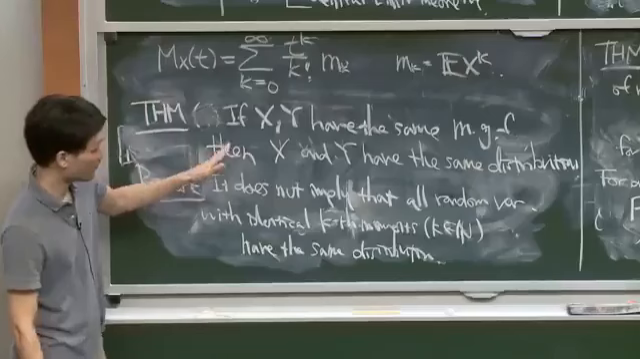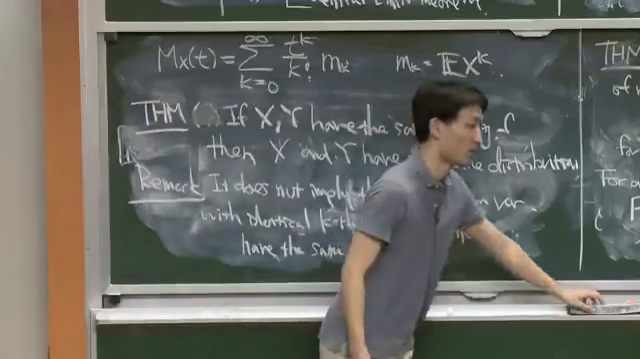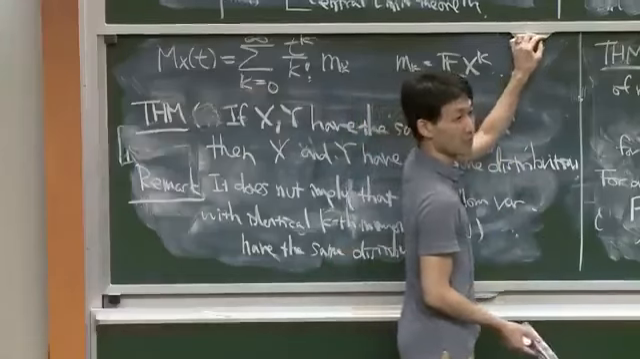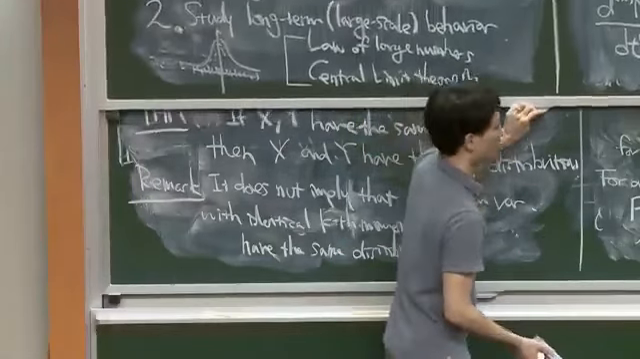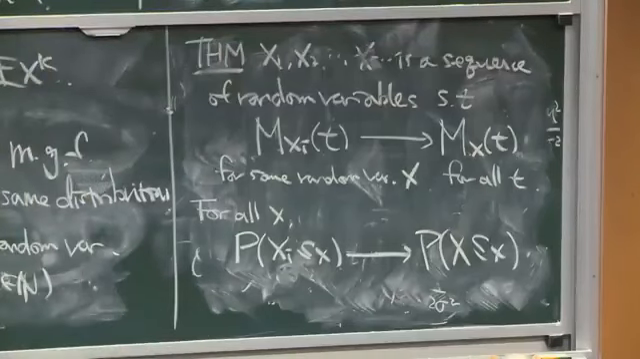So as you can see from these two theorems, the moment-generating function, if it exists, is a really powerful tool, because it allows you to control the distribution. You'll see some applications later in the central limit theorem. Any questions?